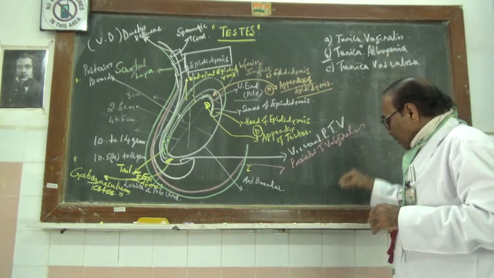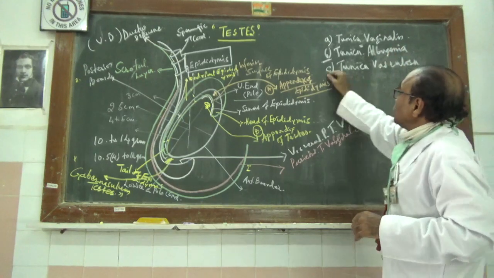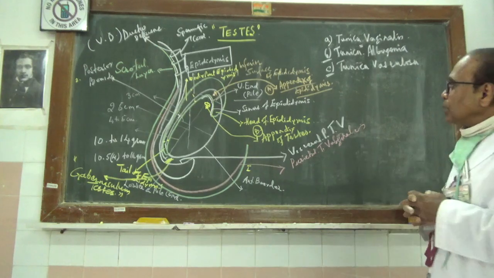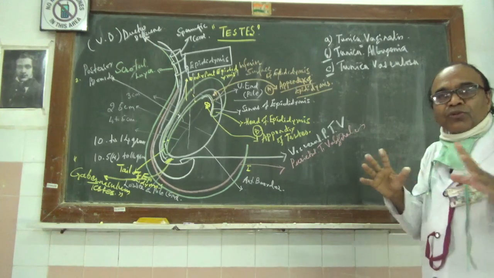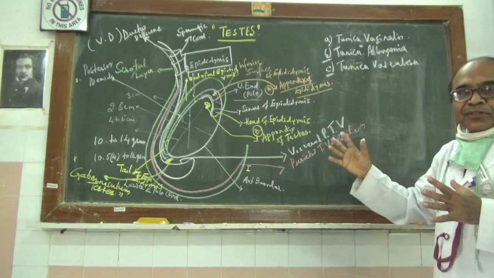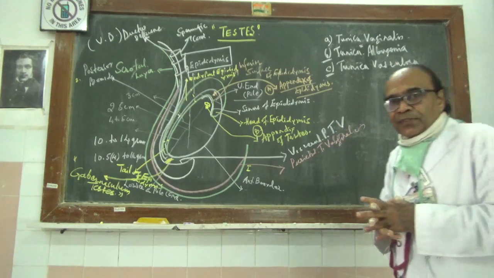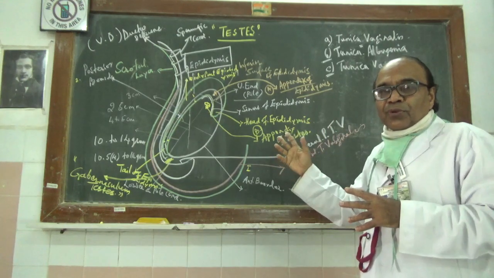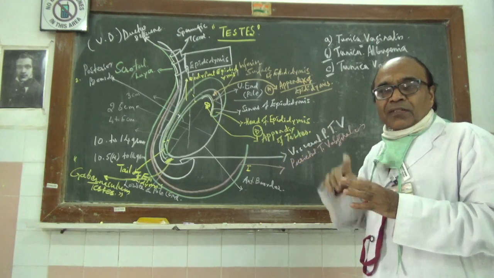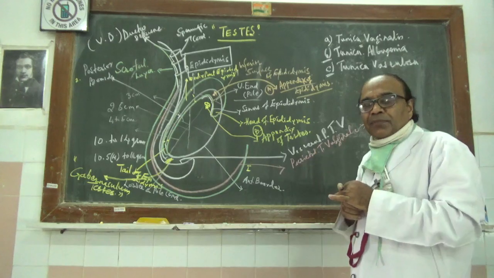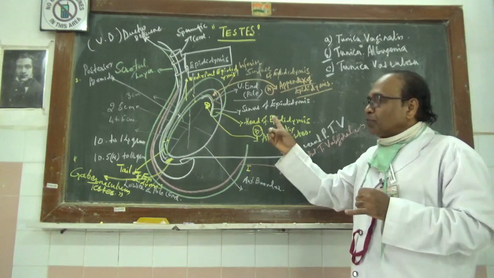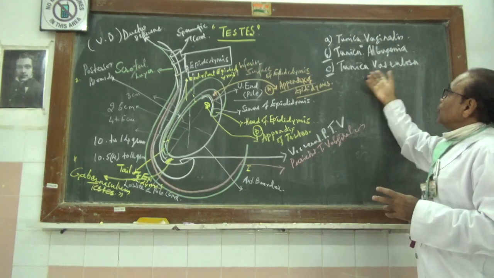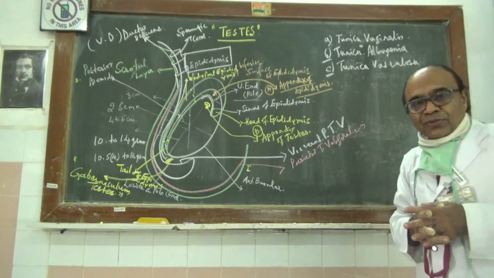That is the next. Then you will have the third, tunica vasculosa. Tunica vasculosa is a covering that covers the vessels of the testis. These vessels are the testicular artery, testicular veins, and the pampiniform plexus, and apart from the pampiniform plexus, lymph vessels. So these are called the tunica vasculosa.